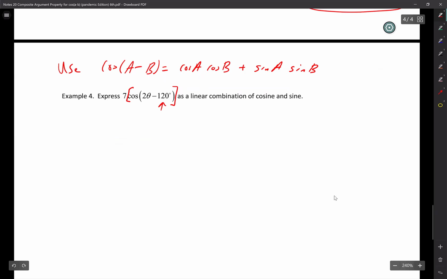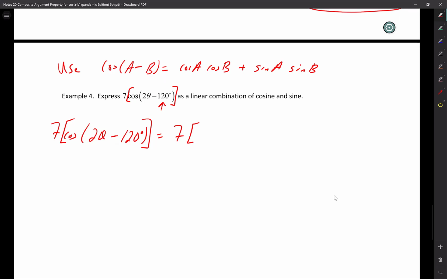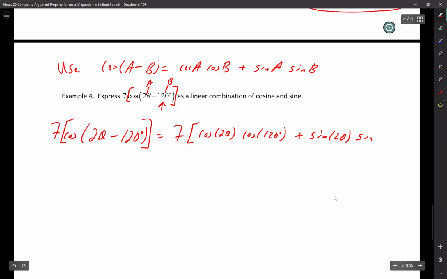This one's a perfect angle. Good. So 7 cosine of 2 theta minus 120 degrees is nothing more than 7, and I'm going to put my little bracket. Here's what the bracket goes in. I'm going to write cosine A. The A is like 2 theta. The B is like 120 degrees. So cosine 2 theta, cosine 120 degrees, plus sine 2 theta, sine 120 degrees. And you don't need those parentheses if you don't want to.